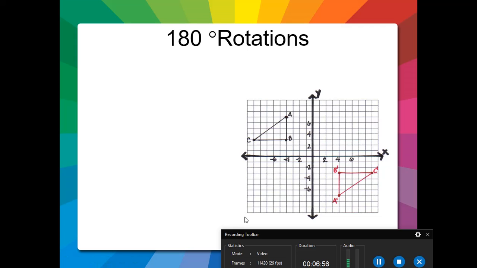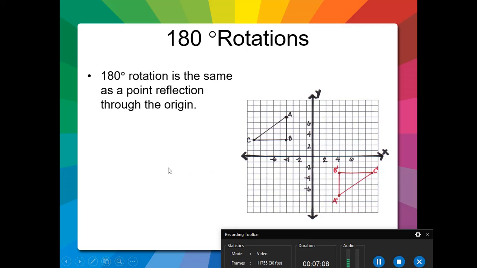Now, if you want to rotate your image 180 degrees, the original figure was here in quadrant 2. The image ended up in quadrant 4. We've actually already done a 180-degree rotation. We just called it a point reflection through the origin. So we're already familiar with this rule. If you look at the ordered pairs for B, we were at -4, +3, and now we're at +4, -3.